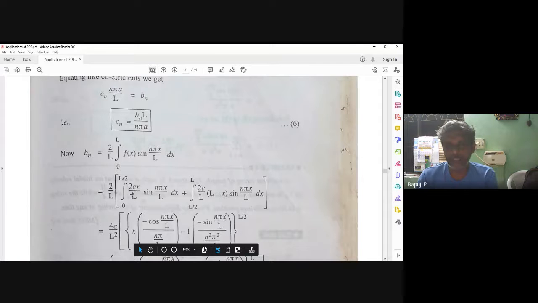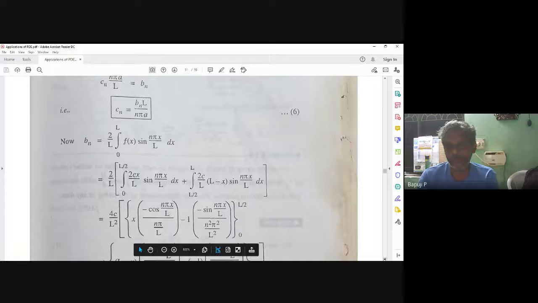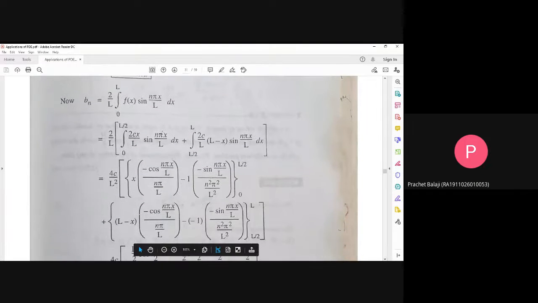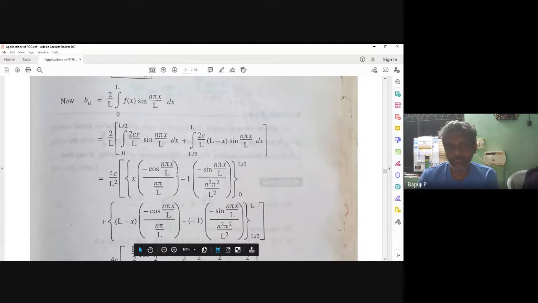Suppose you take 2c/L outside, then 4c/L², x can keep as is. Sin(nπx/L), the integration is what? Minus cos(nπx/L) divided by nπ/L. Using the formula, minus, x differentiation gives 1. Again, minus cos(nπx/L), the integration is minus sin(nπx/L). Already one nπ/L is there, I will get another nπ/L. So it becomes (nπ/L) whole square, or n²π². After that I will apply limits.